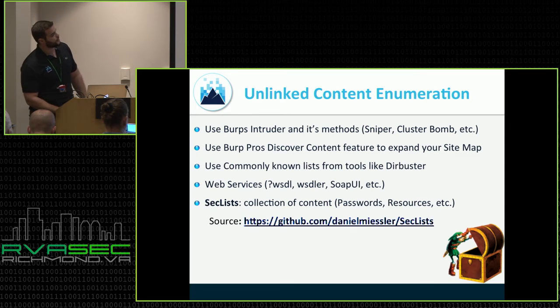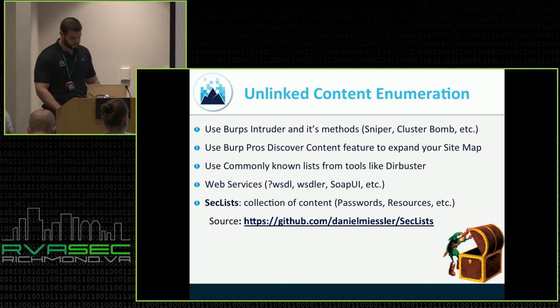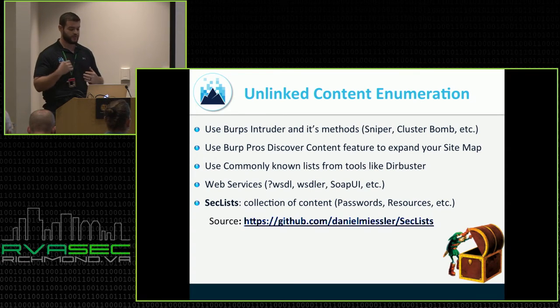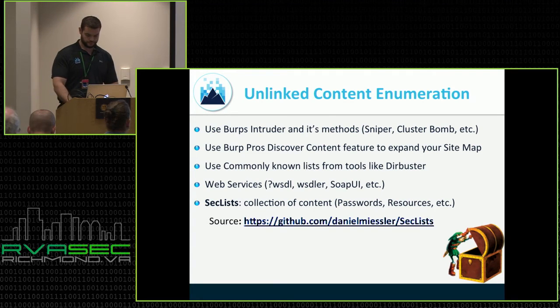And there might be some other techniques here, like using DirBuster is good. That's still a good tool. I personally like to use Intruder, but there are other things. There's also Burp's Pro feature, Discover Content, that dynamically builds unlinked content for you. So if you have the Pro version, it's like 350. That's a really cool resource as well.